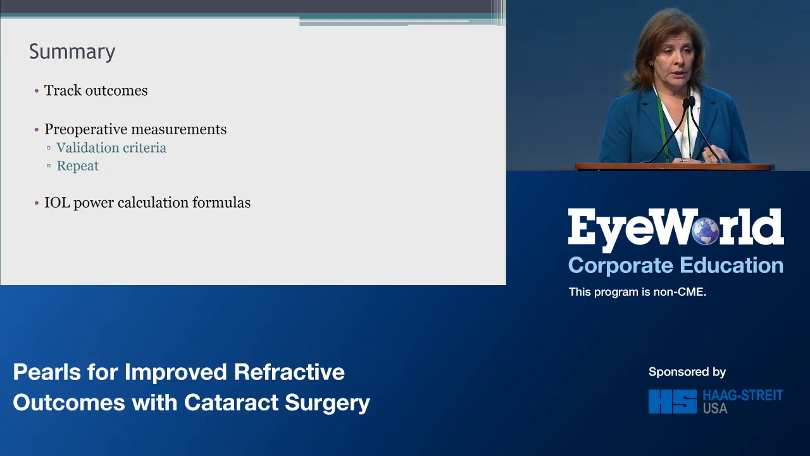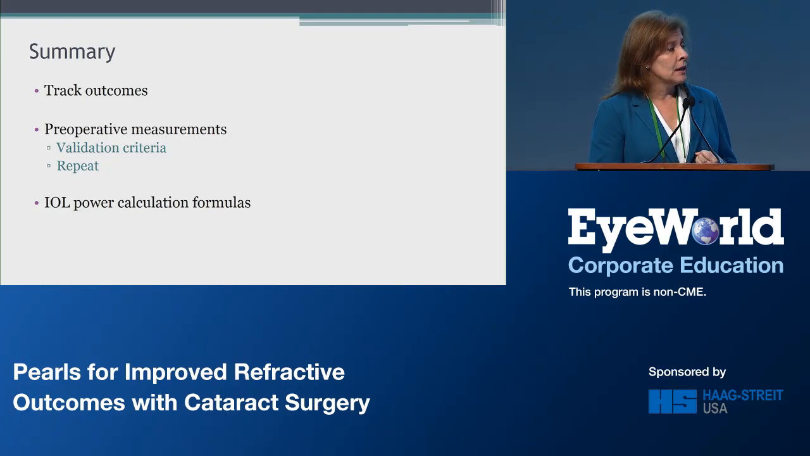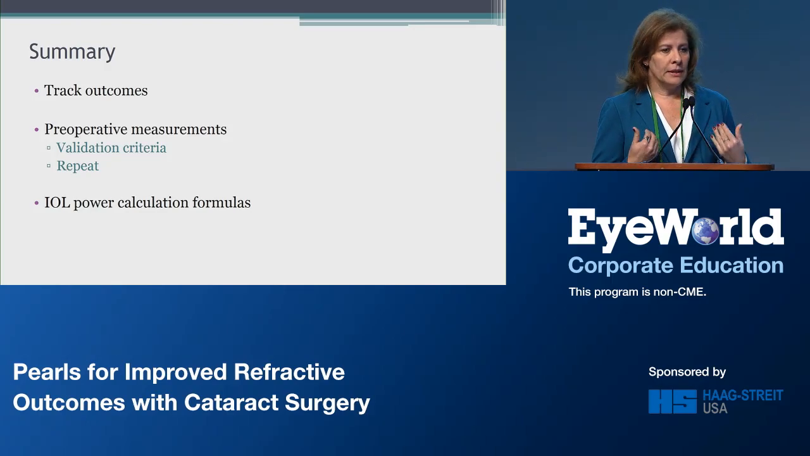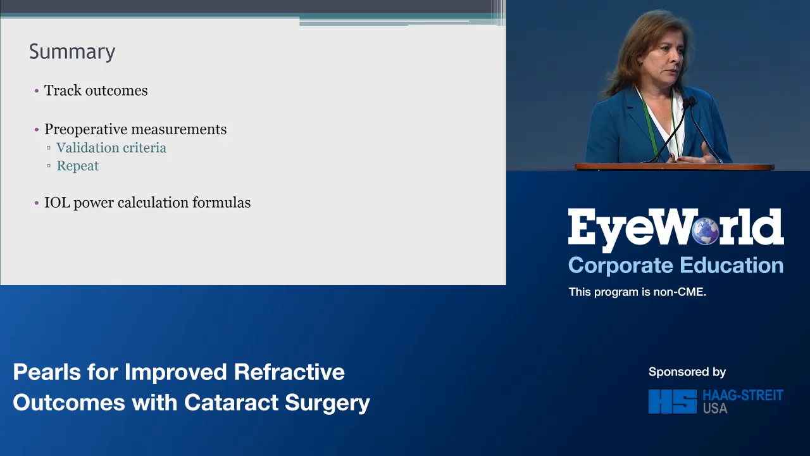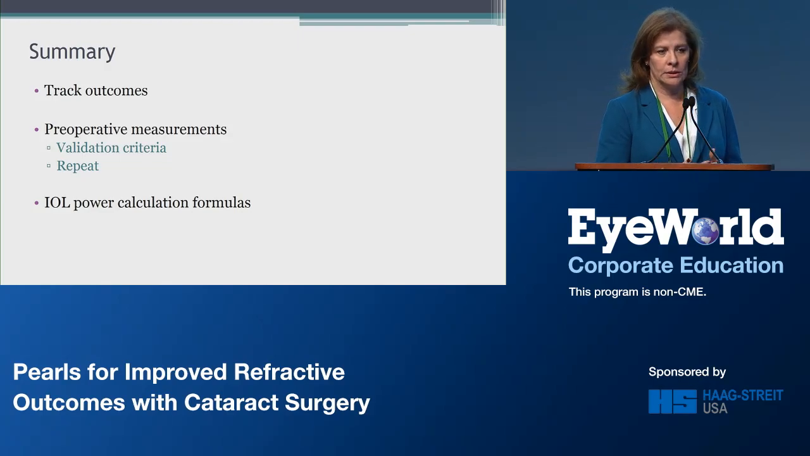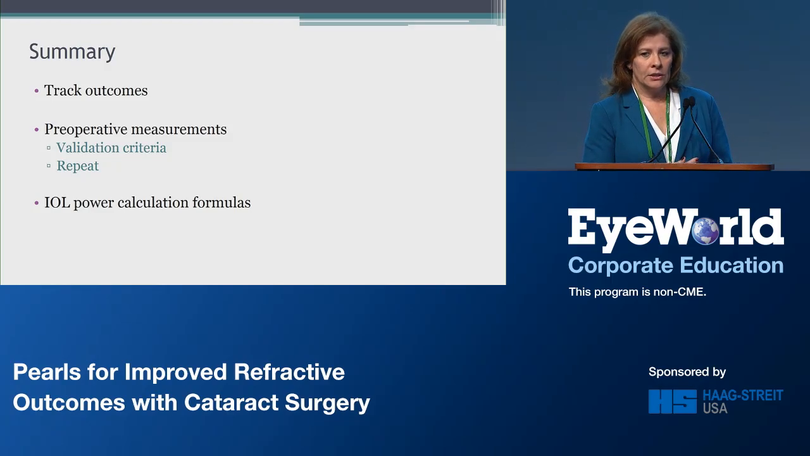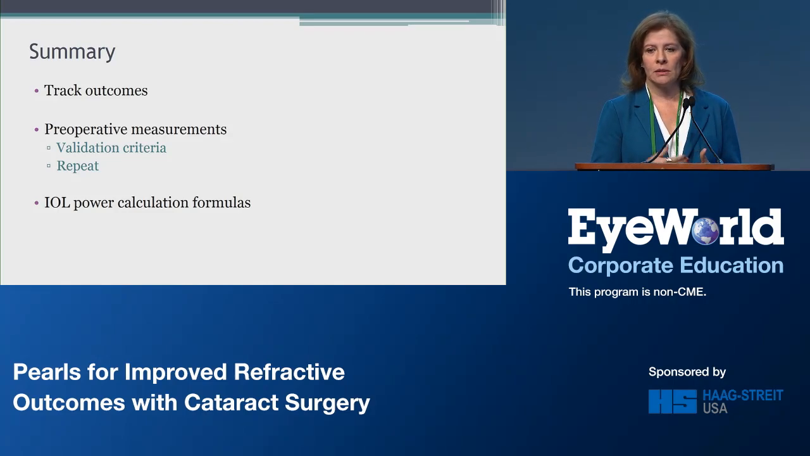You need to have a very good biometer like the Lenstar. You need to make sure that the surface of your patient is healthy. If there is dryness, dry eyes, you have to make sure that you optimize that ocular surface before you actually do the measurements for the surgery. Use the validation criteria, as Dr. Snyder said. Make sure you train your techs to do that properly. And repeat. If you're not happy with the measurements, repeat.